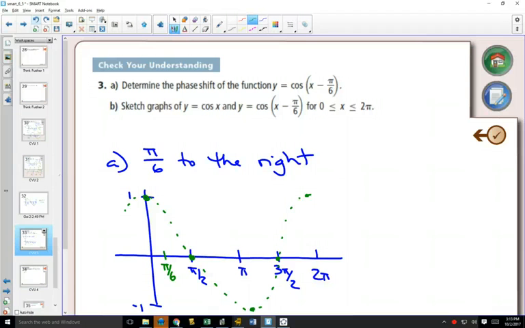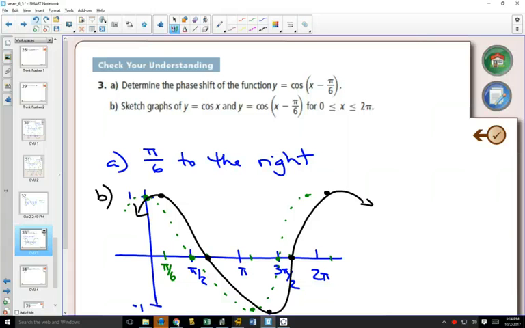So I'm going to take each of these key points that I have and imagine moving each of my original points this amount, pi over 6, to the right. And now we have our new graph. Shifted pi over 6 to the right. Oh, I guess that's part B.